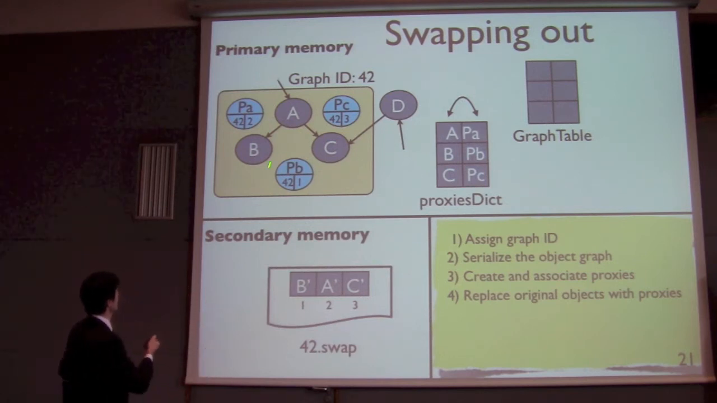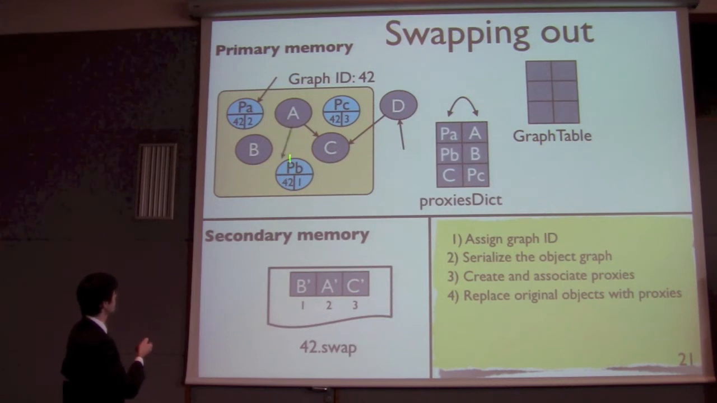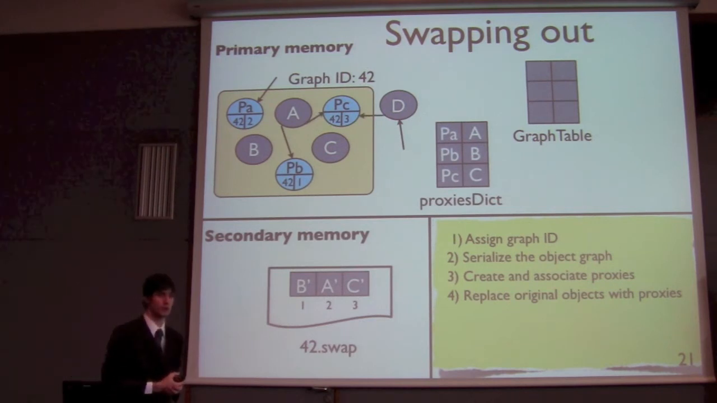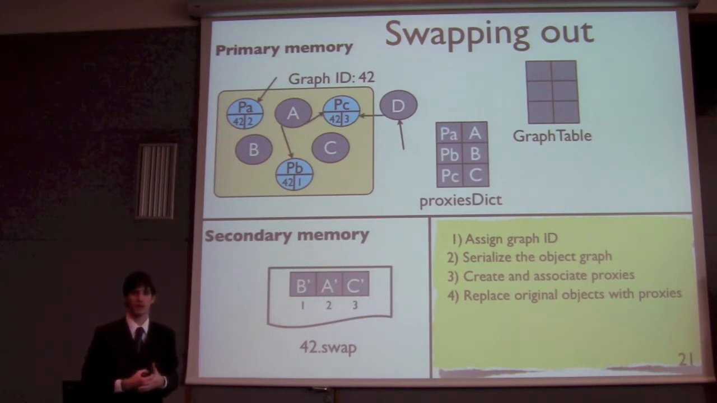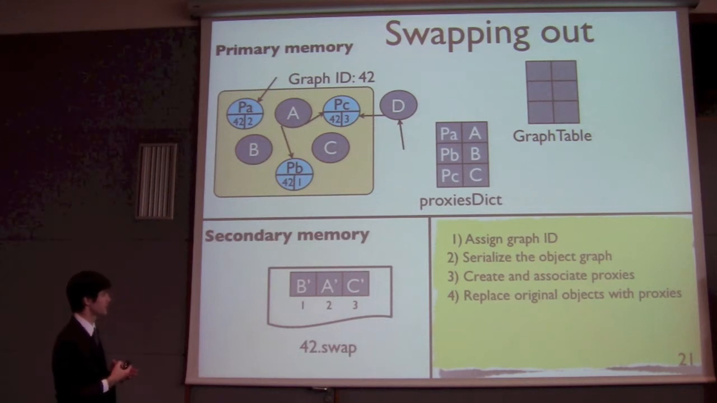So for example, we start with A. All the references to A will be switched to point to the proxy. All the references to B will have the same effect. And then for C, all references to C will be changed so that they point to the proxy. We will see later in the implementation how we achieve this.